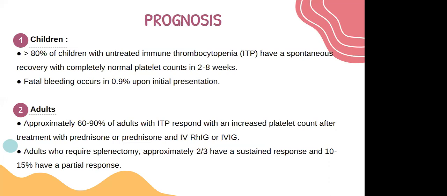As for adults, approximately 60 to 90% of adults with ITP respond with an increased platelet count after being treated with prednisone and intravenous rhesus immunoglobulin or intravenous immunoglobulin alone. Adults who require splenectomy, approximately 2/3 of them have a sustained response and 10 to 15% have a partial response.